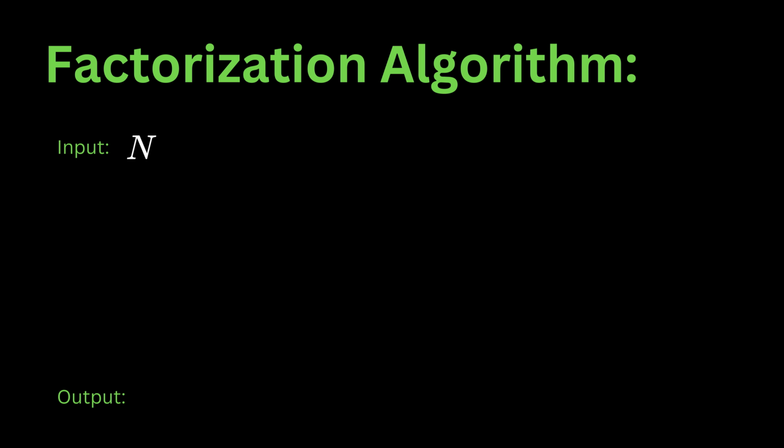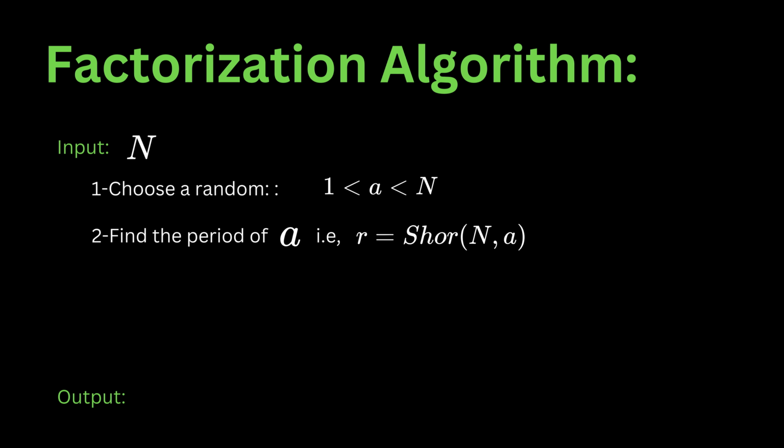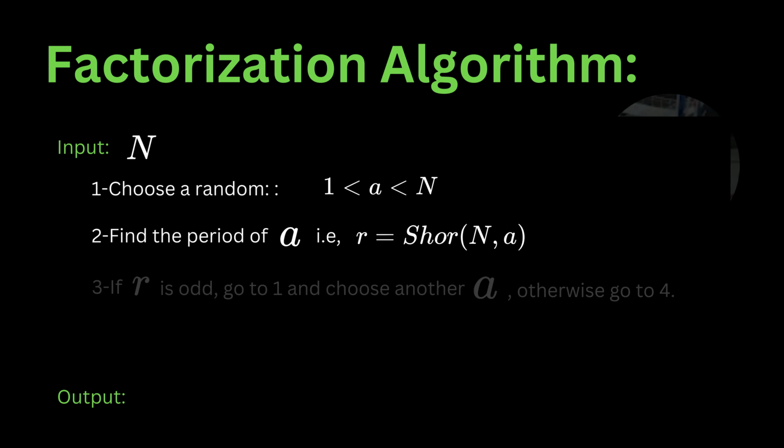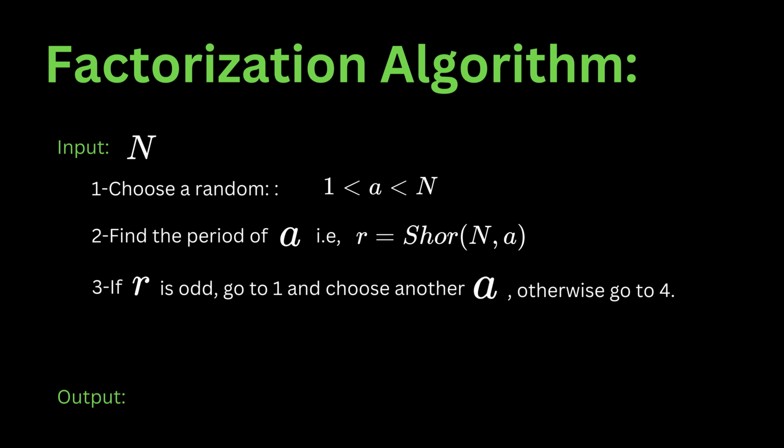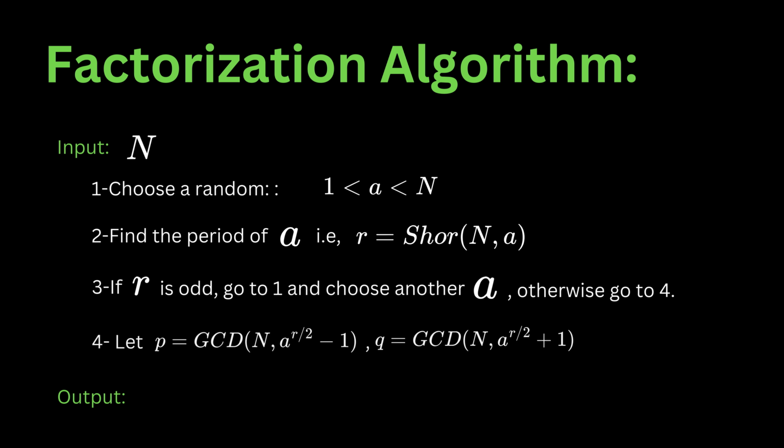The input to the factorization algorithm is natural number n. We choose a random number a between 1 and n, then find the period of a by Shor's algorithm. If r is odd, go to 1 and choose another a, otherwise go to 4. Let P be the GCD of n and a to the r over 2 minus 1, and Q be the GCD of n and a to the r over 2 plus 1. The output of the algorithm is P and Q, such that n is equal to P times Q.